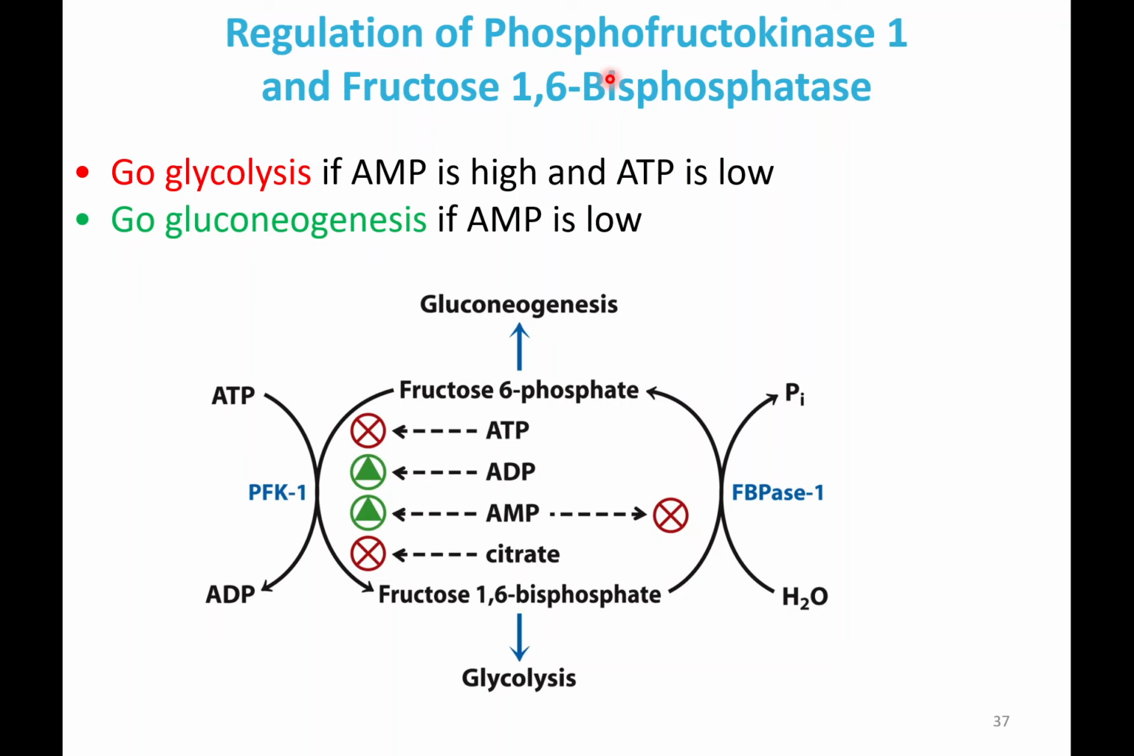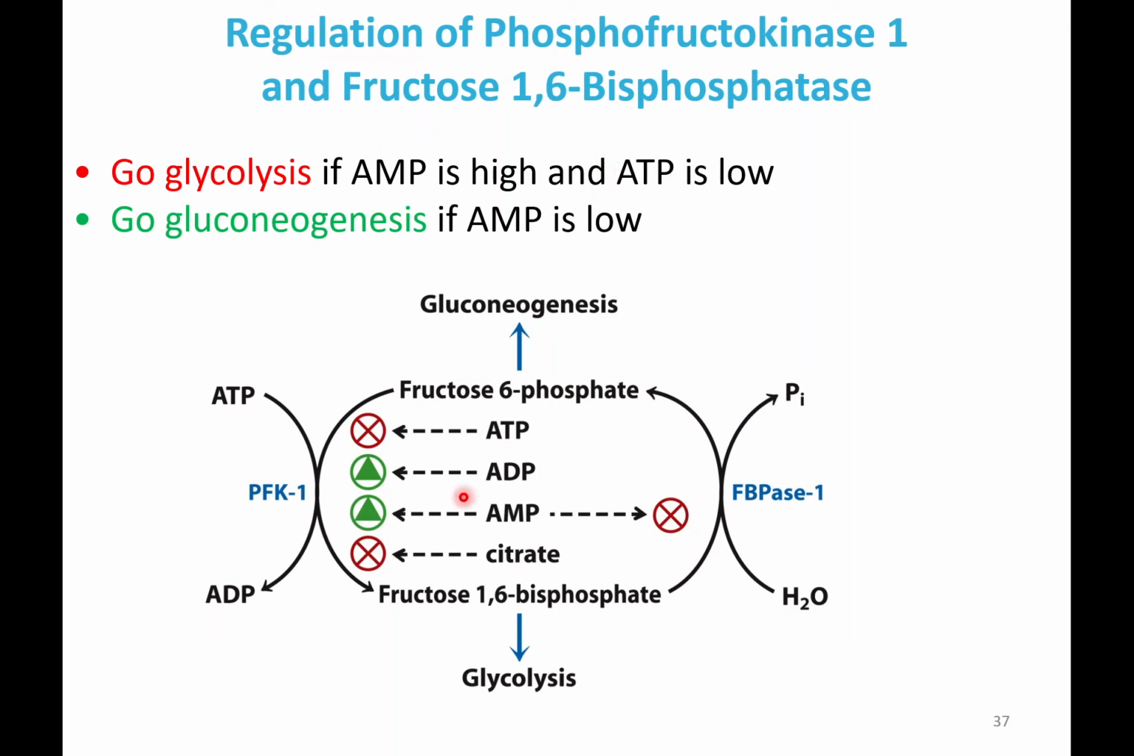So if we look at this regulation of PFK1, and also conversely fructose 1,6-bisphosphatase in gluconeogenesis. These enzymes have to be regulated together, right? Because you don't want to turn them both on at the same time and create a futile cycle. So in general, you want to go glycolysis if AMP is high and ATP is low. You want to go gluconeogenesis if AMP is low.